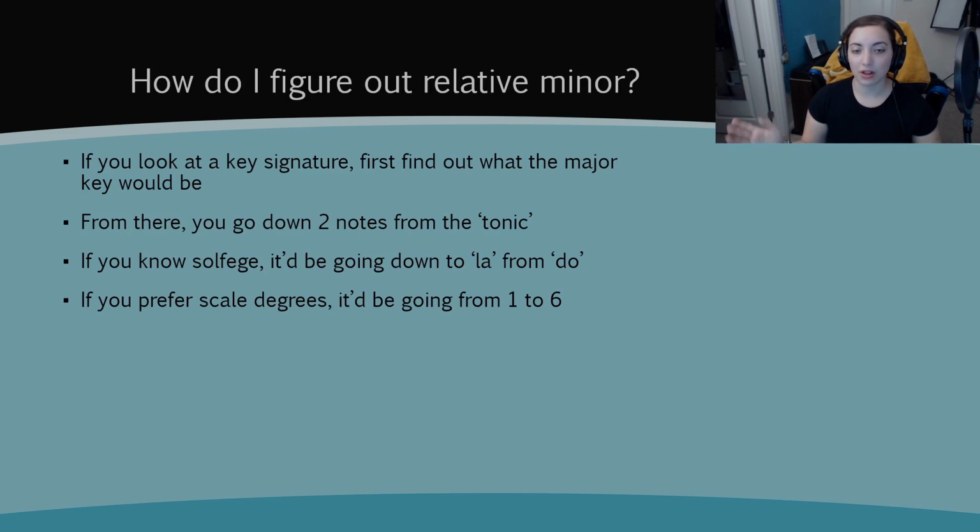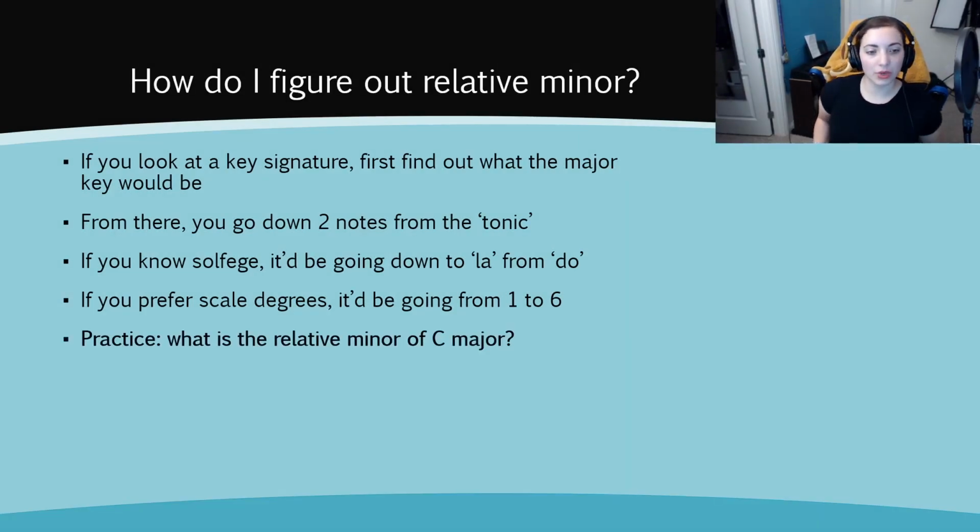Just a super quick note: when you're going down to la from do, or down to scale degree 6 from 1, that note becomes the new do, or the new scale degree 1. Because that is going to be the actual key, we want to make sure that's still the tonic, but we find that tonic based on the tonic in the major key. So let's do some practice.